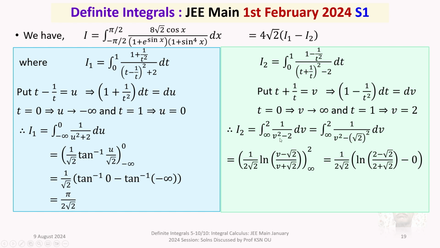So that will be 1 by 2 root 2 into ln of 2 minus root 2 by 2 plus root 2, minus 0. Thus we got 1 by 2 root 2 into ln of 2 minus root 2 by 2 plus root 2. Here you may be surprised to ask why we got 1 by 2 root 2. You think this is 1 by root 2. No, it is 1 by 2a, where a is root 2. That is the reason. Now we go and evaluate 4 root 2 into I1 minus I2.